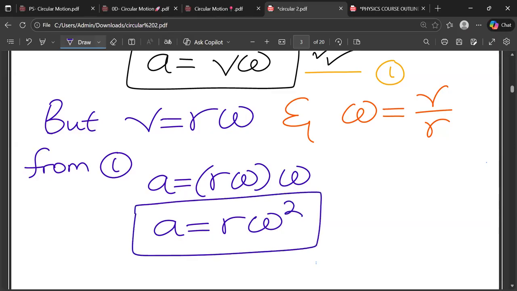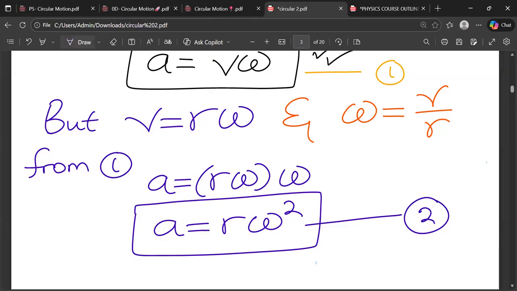This is our equation 2 for acceleration, of course, centripetal acceleration. And you need to know all of them, so that you look at what has been provided and then understand which formula you can really use. You know that omega is what? V over R, isn't it? Omega is V over R.